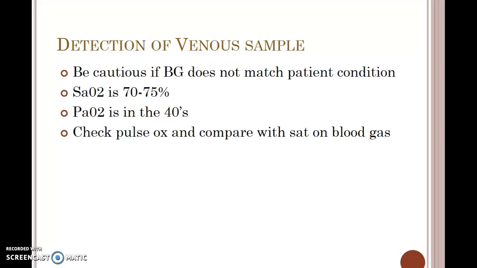So either way, you should have watched the arterial blood gas video. So detecting a venous sample, you want to be cautious if your blood gas does not match your patient's condition. So if you get a saturation of 70 to 75% on your blood gas readout, a PaO2 in the 40s, and the patient just didn't seem like that should be reasonable, you can go check the patient with a pulse oximeter and then compare that saturation on the pulse oximeter to the one on the blood gas because you may have a venous sample.